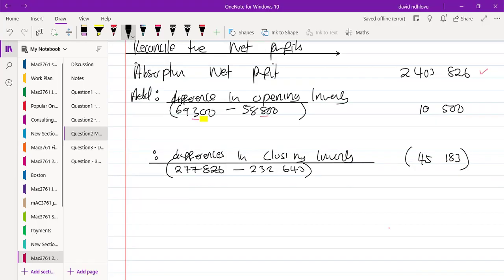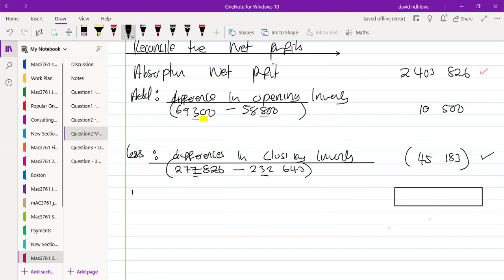Now, closing inventory by nature has the impact of reducing cost of sales. When you reduce cost of sales, you increase profit. So since we have a bigger closing inventory here, it means our profit for absorption costing is higher by 45,183 compared with the direct costing method, as far as closing inventory is concerned. If I want to agree these figures, then I've got to less this amount.